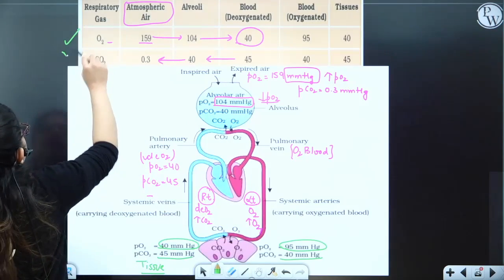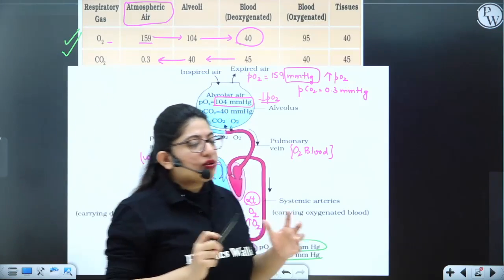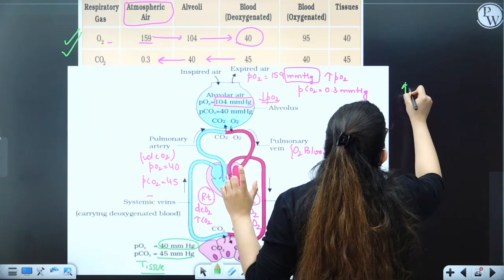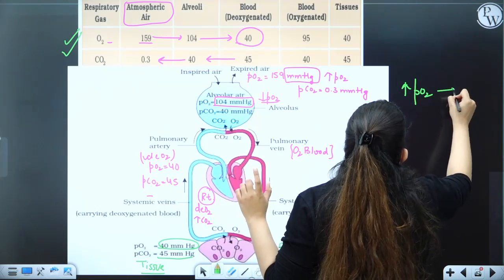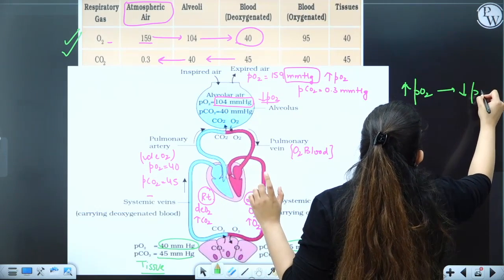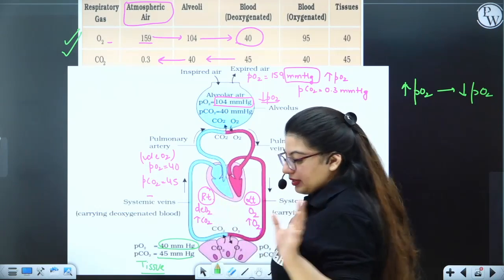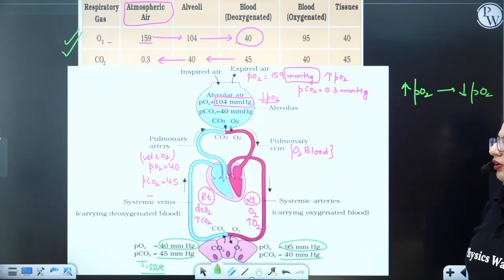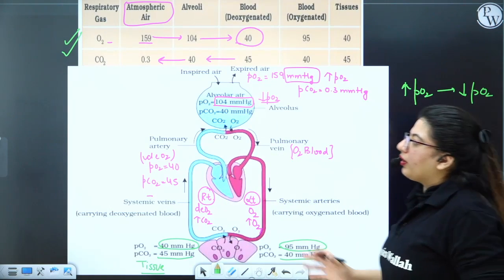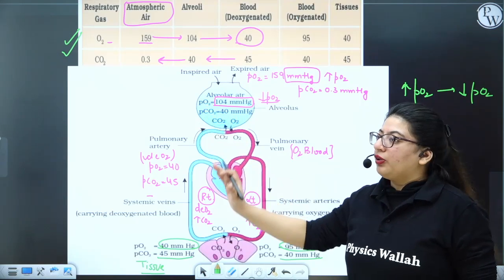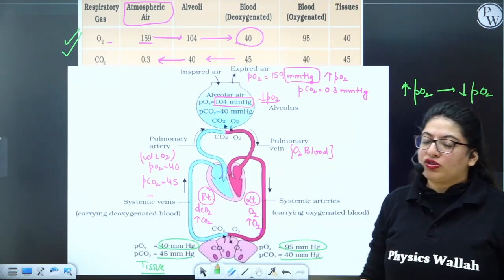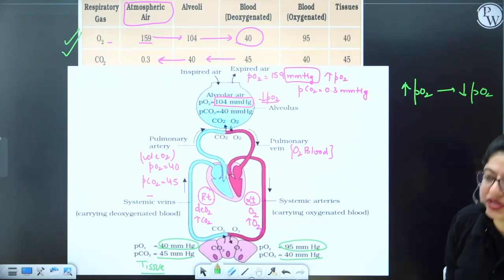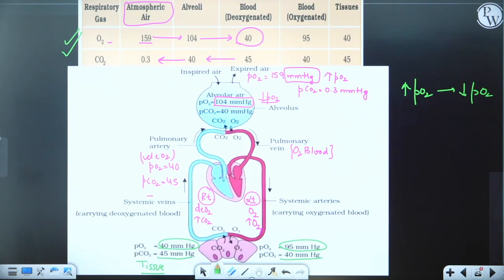If you remember all this, after that, you just need to remember the air moves from high partial pressure to low partial pressure. Alright, as simple as that. So it's quite simple, do not get confused, and then accordingly see the partial pressure value and move the oxygen or CO2 accordingly. Alright, so this is how the exchange of gases takes place with the help of pressure gradient.